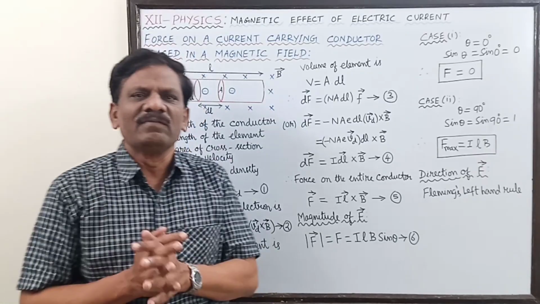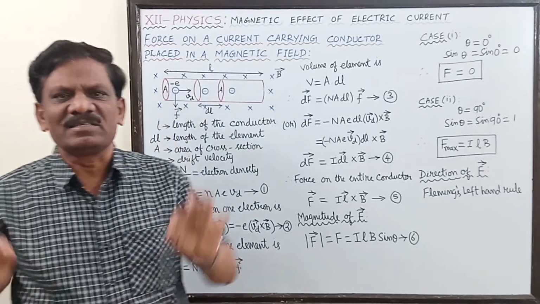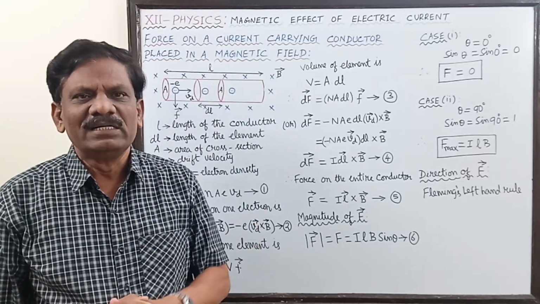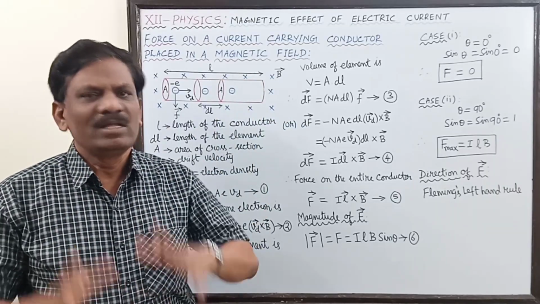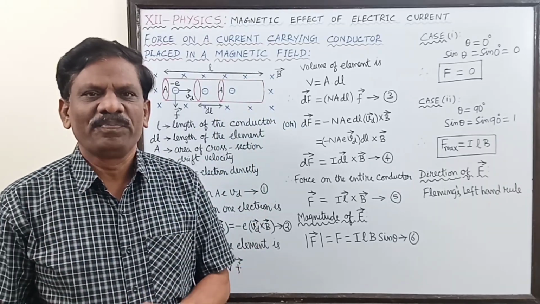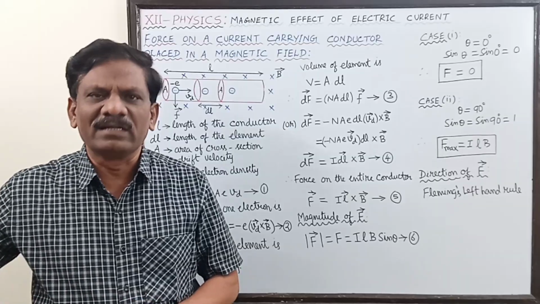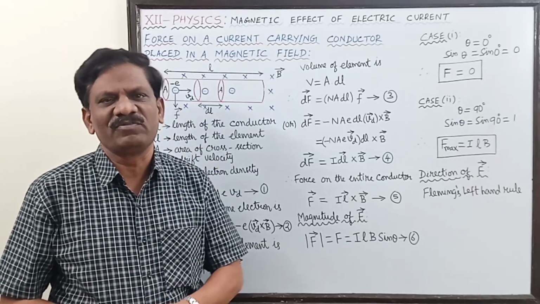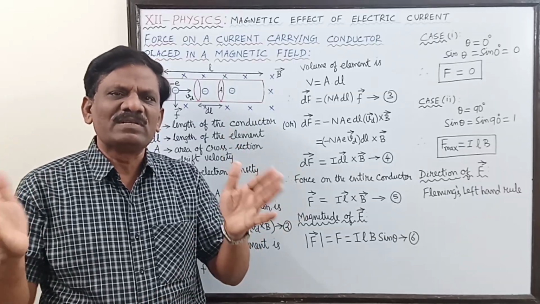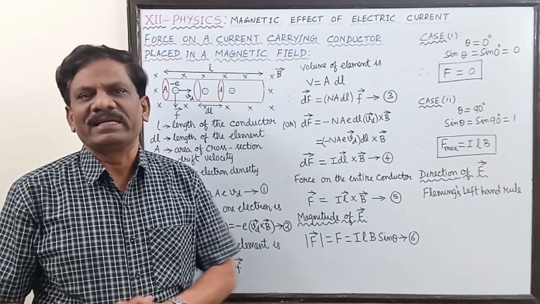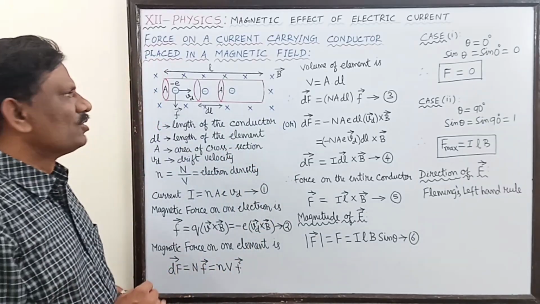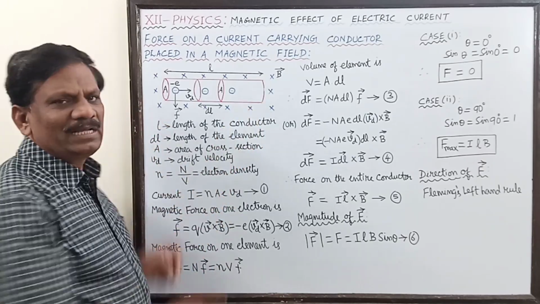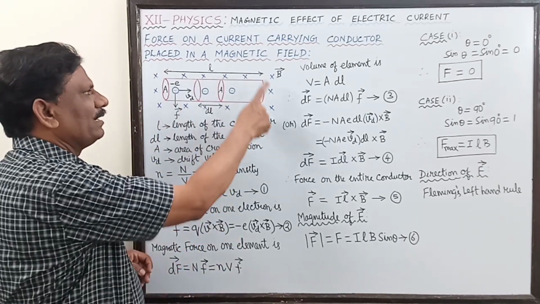So what will happen when a current carrying conductor is placed inside a magnetic field? It experiences a magnetic Lorentz force, is it not? So all the electrons flowing inside the conductor will be acted upon by a Lorentz force. So what is the net force acting on the current carrying conductor? That is the derivation. So for that, first you are supposed to draw the diagram, a cylindrical wire.